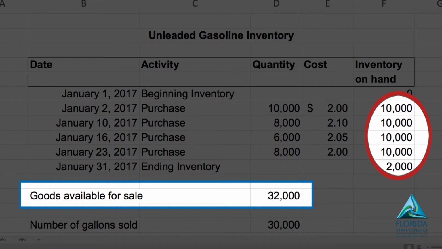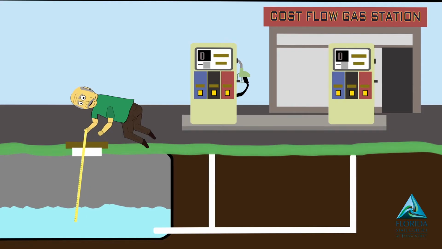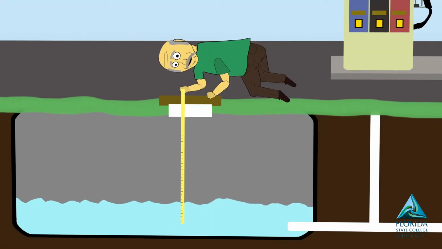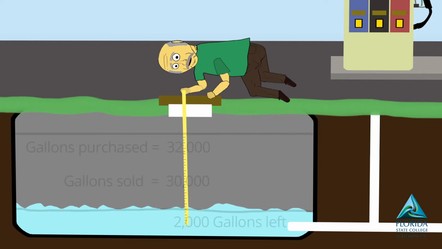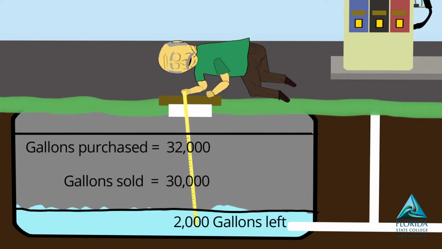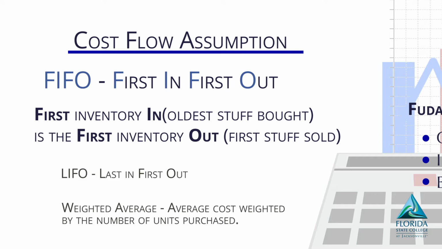Now the question is, how many gallons did we sell? We go out and we measure what's left. Turns out we still have 2,000 gallons left. So we've sold 30,000 gallons of our 32,000 gallons, and we can't possibly know what the price of each of the gallons we sold are. Therefore, we use a cost flow assumption to help us.